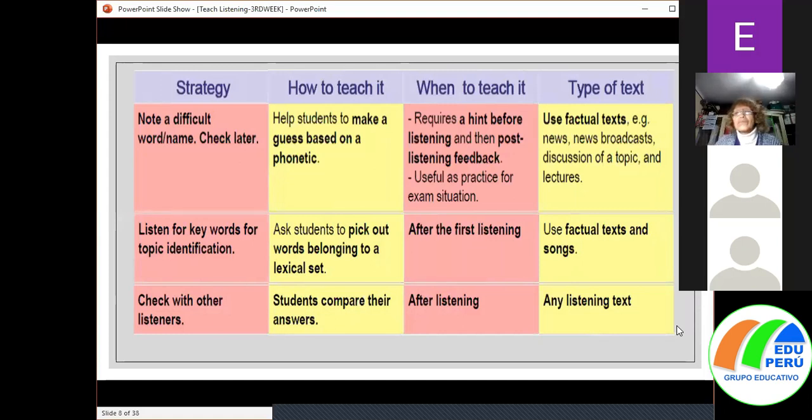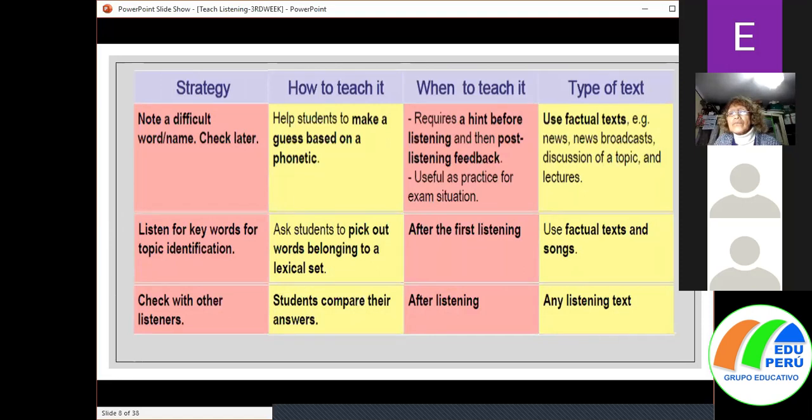Here you have a note: a difficult word or name, check later. So how to teach it? Help students to make a guess based on a phonetic. Here you use the phonetic aspect. It requires a hint before listening and then post-listening feedback. It is useful as practice for exam situations. So notice here, they are going to identify difficult words or names, and then they are going to check them.